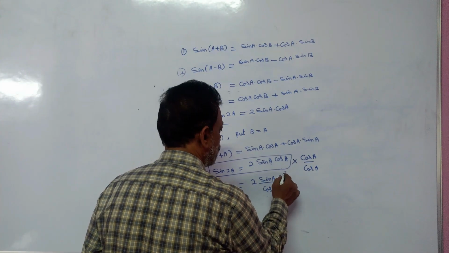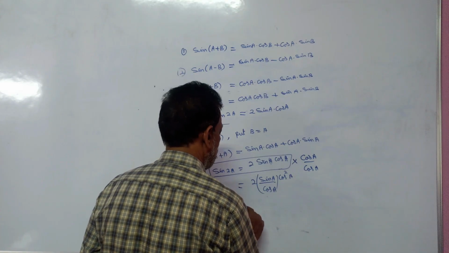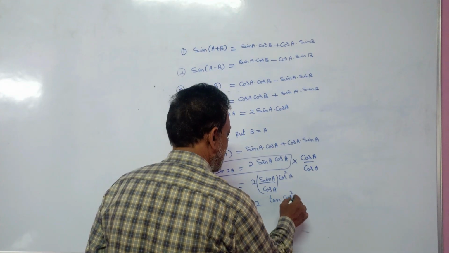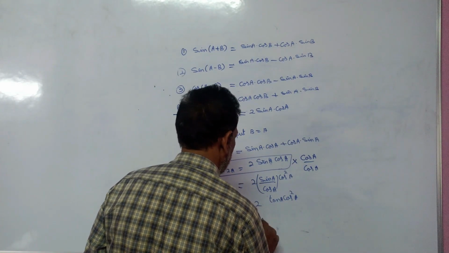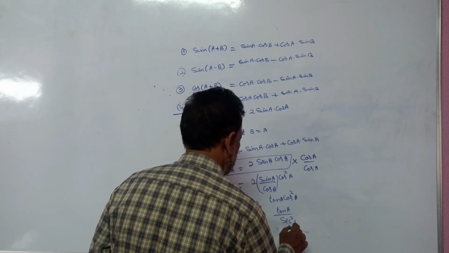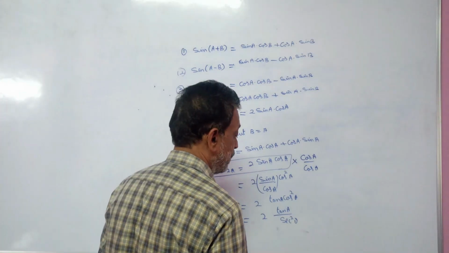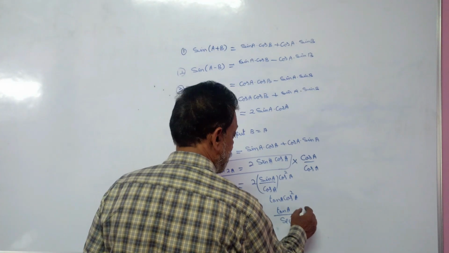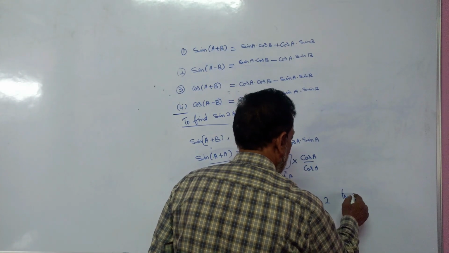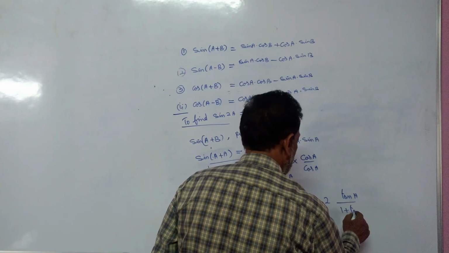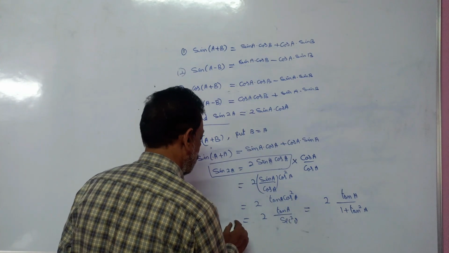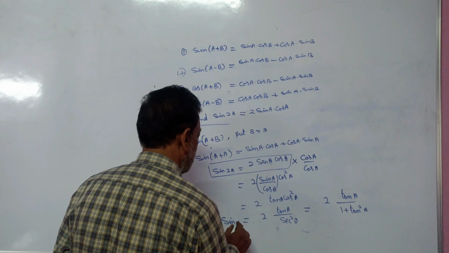into cos A, cos square A. This becomes 2 tan A into cos square A. But cos square A can be written as 1 by secant square A. So 2 into tan A divided by secant square A, and secant square A is 1 plus tan square A. Understanding that? So I can write sin 2A in this form.